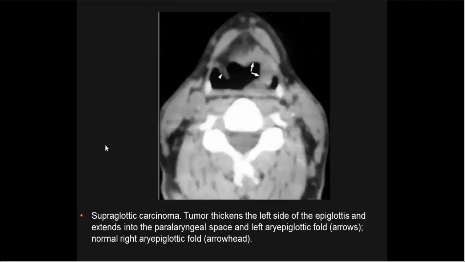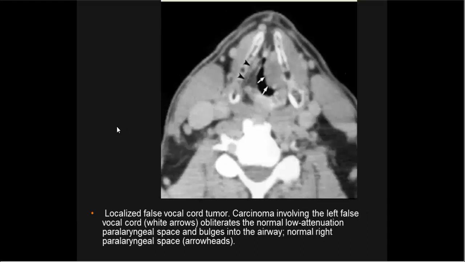Supraglottic carcinoma tumor thickens the left side of the epiglottis and extends into the paralaryngeal space and the aryepiglottic fold. This is the aryepiglottic fold, and this is extension of the tumor from the paralaryngeal space. Note the normal right aryepiglottic fold.